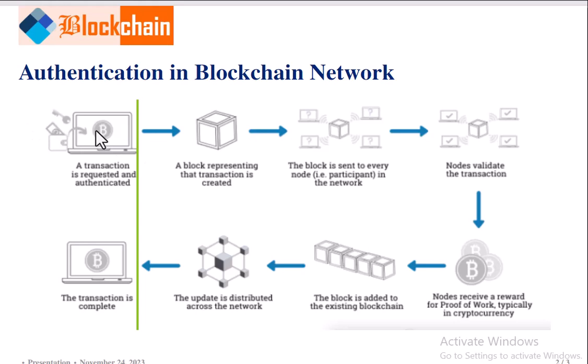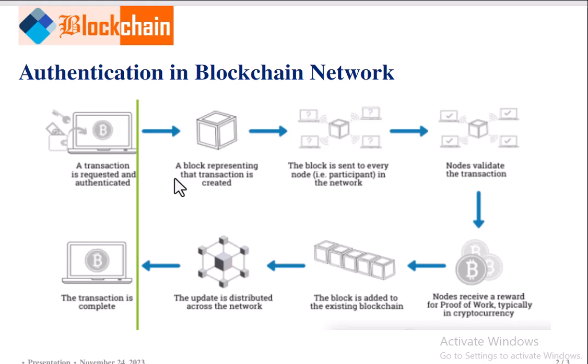And whenever he makes a transaction, a block is generated which stores all the data. And this block is sent to every node, which is a participant of the network. All the nodes validate the transaction, and after the validation process is complete, the block is added into the existing chain, and this information is updated across the network and the transaction process is complete.